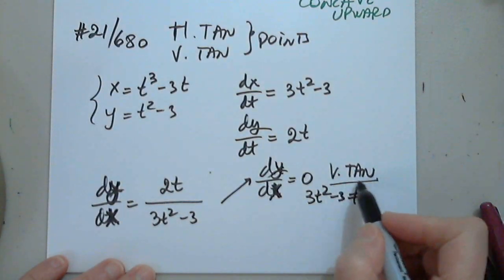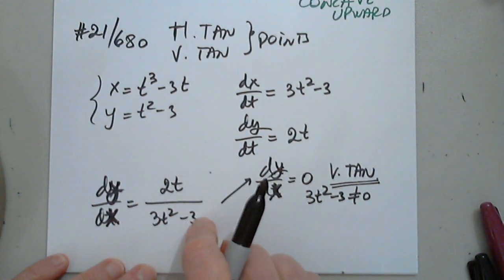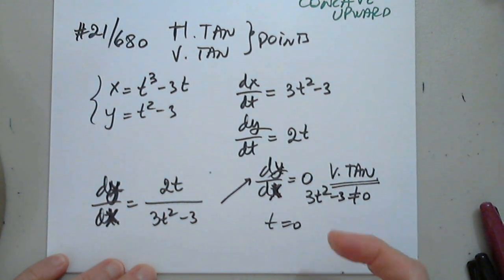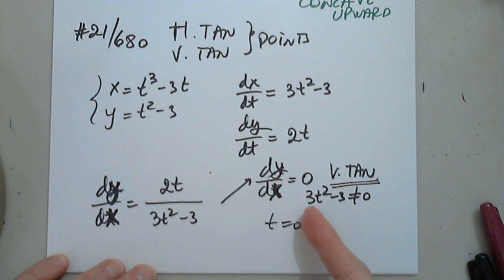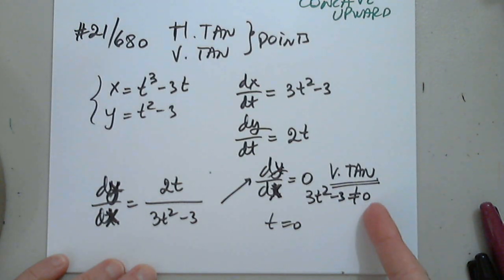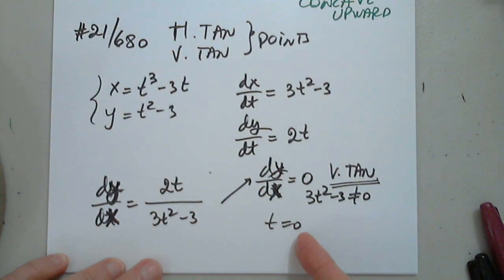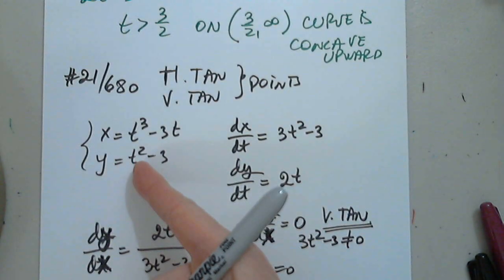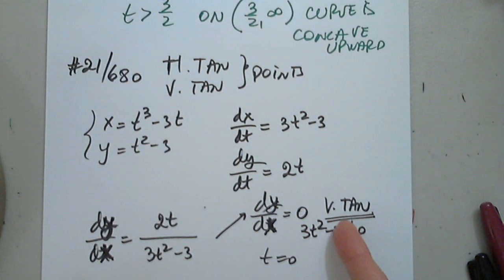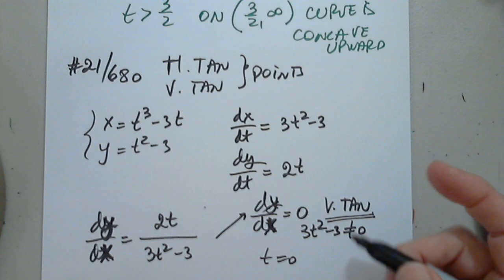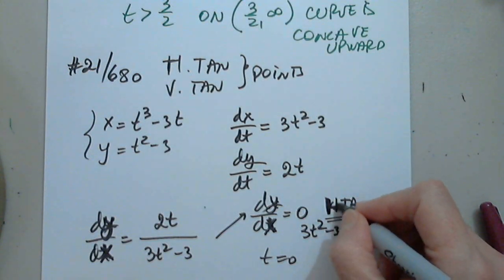So this is first for the horizontal tangent. When is this fraction 0? Only when t is 0. Is this quantity 0 when t is 0? No, it's not. I get negative 3, which is not 0. So when t is 0, this parametric curve has a vertical tangent. Of course, I meant horizontal.